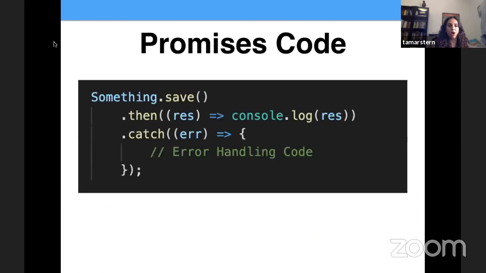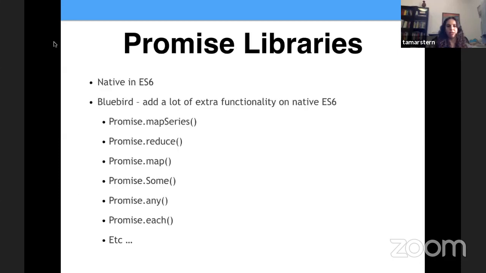So the promise code here looks much, much better and much less nested than the callbacks code. If we were talking about the pyramid of doom, then right now with promises, the code looks much, much better. And we reduce the level of nesting to only one level, which makes the code much more readable and much easier to write. So I would like to talk about promise libraries.